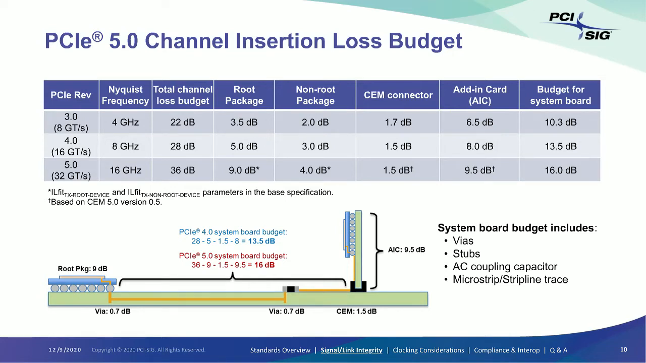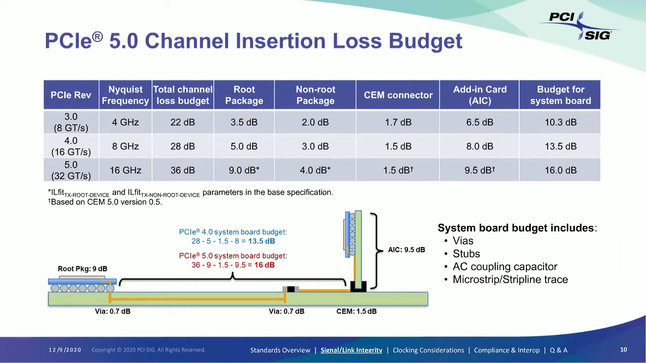Focusing more on the channel loss budget and breaking that down a little bit, this table shows the different components of that loss budget. Of course, for Gen 5, the Nyquist frequency is 16 gigahertz, which essentially means that the frequency response of your channel needs to be well behaved between DC and at least 16 gigahertz. Ideally, it should be well behaved beyond 16 gigahertz, but that's kind of the frequency range that we're dealing with. A 36 dB loss budget has different components to it.